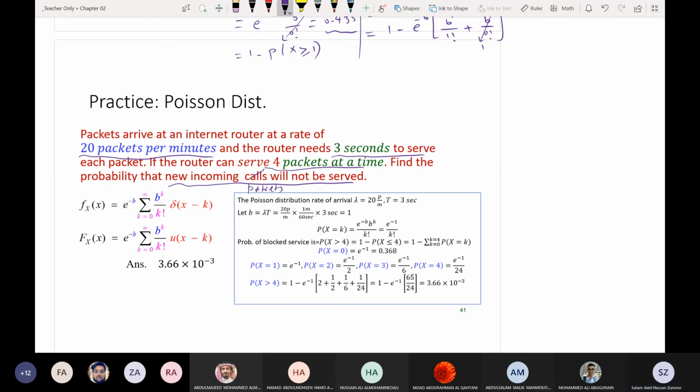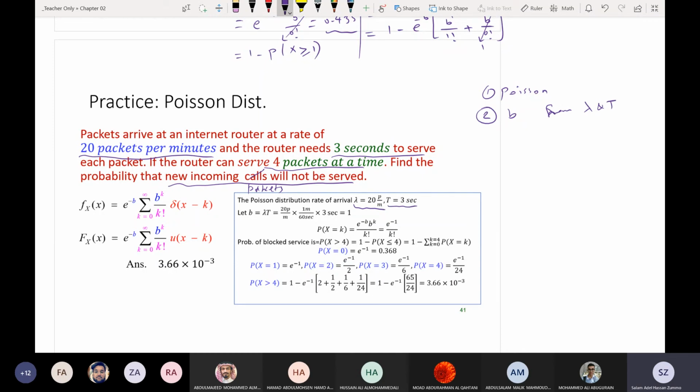First, whenever we see the number of events in a specific time, we immediately know it is Poisson. Second step, identify parameters. We need to find B, and then one parameter only. To find B, I need lambda and T. So what is lambda here? Packets arrive at 20 per minute, so in every minute you have 20 packets. This is lambda. And it needs 3 seconds to be served, so T equals 3 seconds.